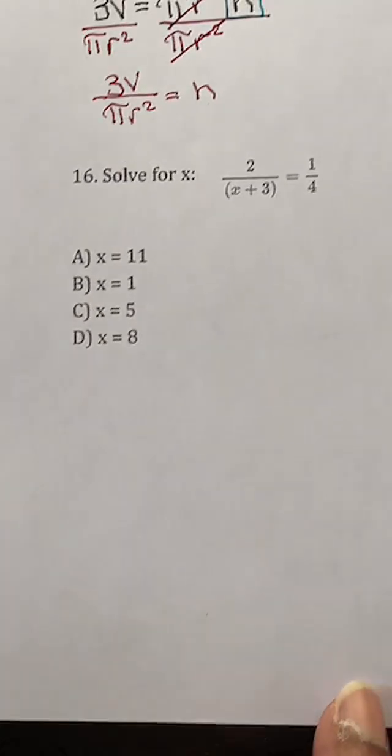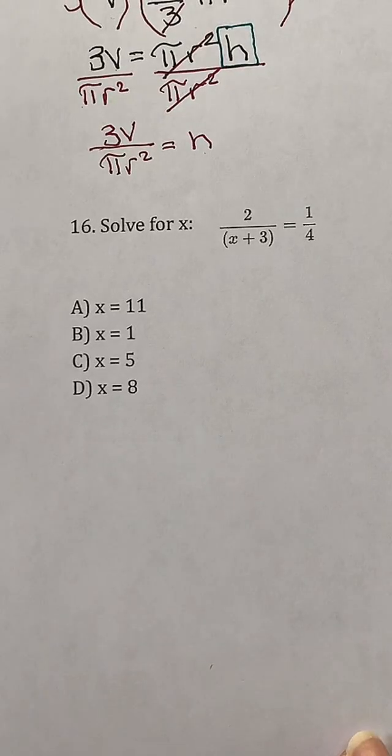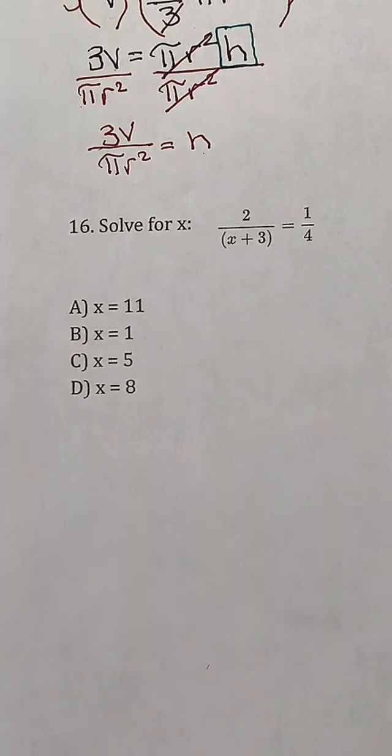Okay, so for the last one for today, I know, just give you a little taste, a little sample. All right, so this time we need to solve for x. So I want to see if you can battle it out a little bit. So we have 2 over x plus 3 equals 1/4. Is the answer A, which is 11, B, 1, C, 5, or D, 8?